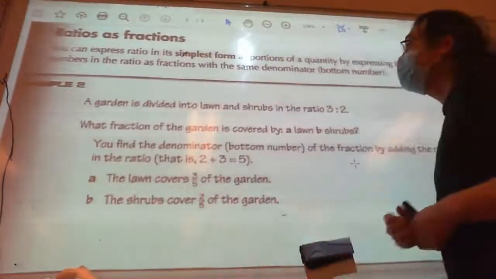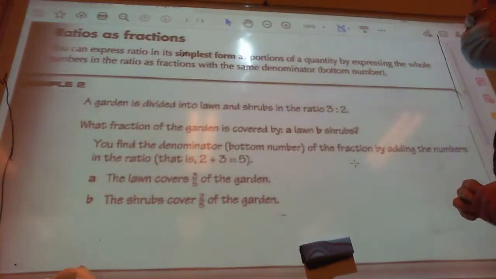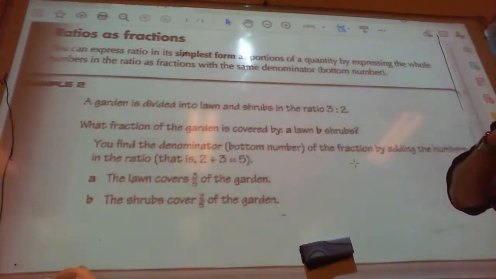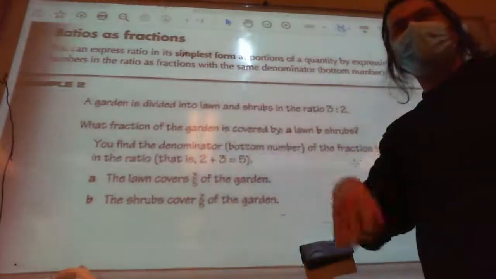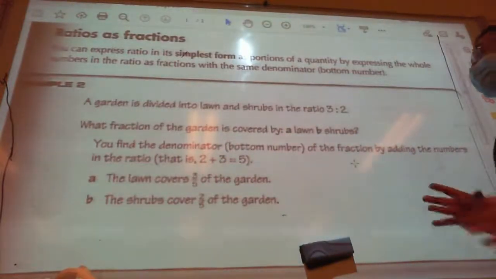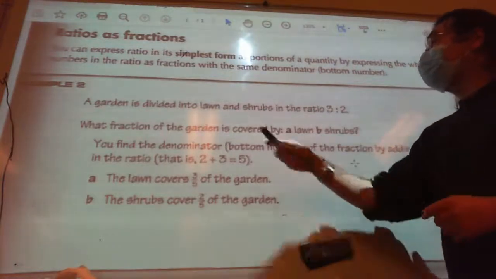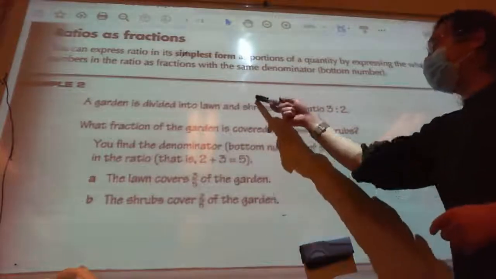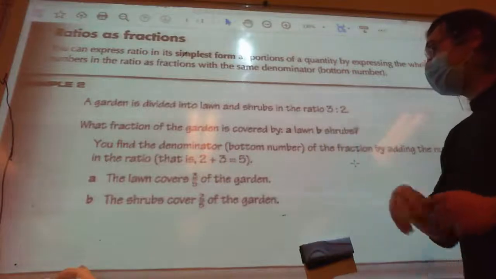Okay. So the garden is divided into lawn and shrubs. I forgot what was lawn and shrubs, maybe kinds of grass or flowers. But the garden is divided into lawn and shrubs in the ratio 3:2. It means that one takes 3 parts and the other takes 2 parts. So the whole number of parts is 5. 3 plus 2 is 5.